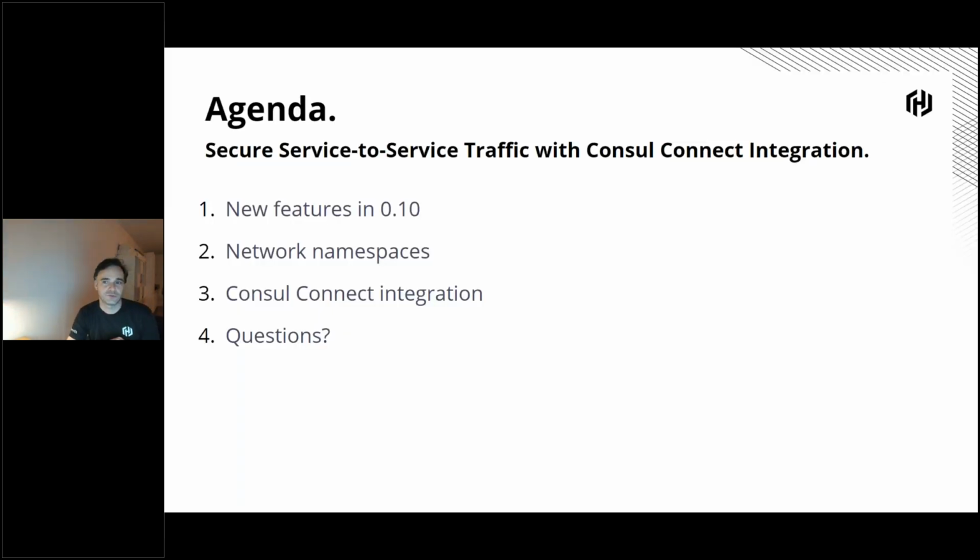So let's quickly go through the agenda. First we're going to talk about the new features in 0.10. I'll quickly go through some of them. And then we're going to dive deeper into the network namespaces feature and the Consul Connect integration, which heavily relies on the network namespacing. And then we're going to finish up with questions.